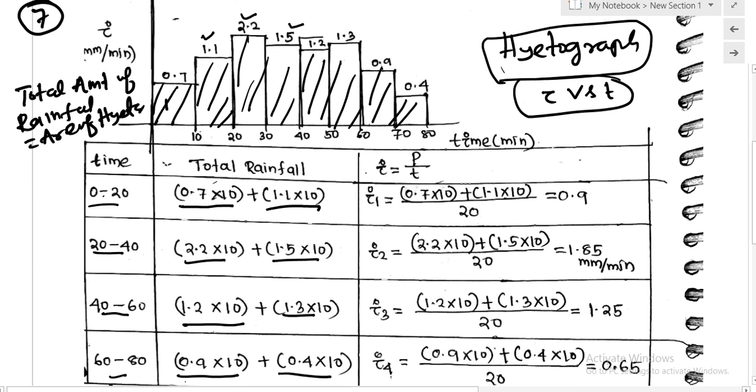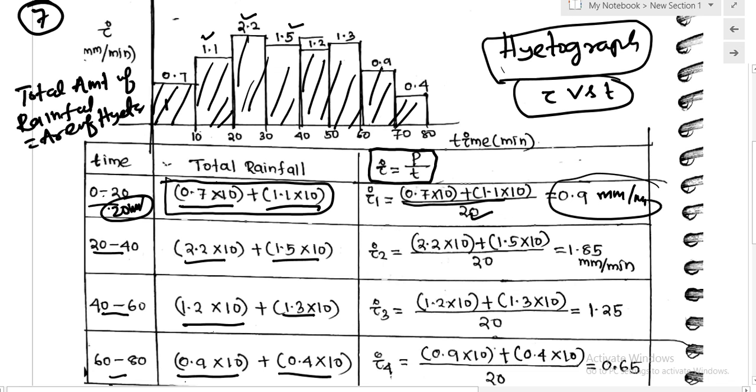Now we can find out the rainfall intensity. It will be the amount of precipitation divided by the duration of the rainfall. How much total rainfall has occurred in that particular duration, that is called the intensity of the rainfall. So I1, this is the total amount of rainfall. What is the duration of the rainfall? The duration is 20 minutes. So simply this is the total amount of rainfall by 20. So this is 0.9 mm per minute.